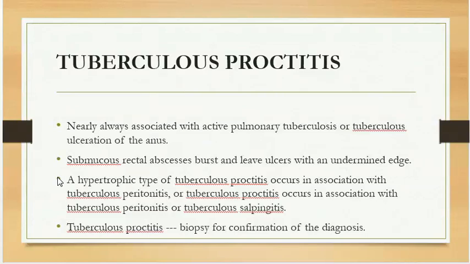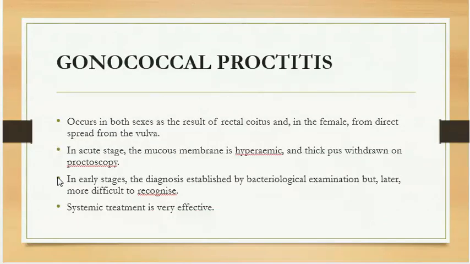A hypertrophic type of tuberculous proctitis occurs in association with tuberculous peritonitis or tuberculous salpingitis. So keep in mind these associations with tuberculous proctitis. Diagnosis of tuberculous proctitis requires biopsy. So it is the biopsy which confirms the diagnosis. And obviously then, once the diagnosis is there, the treatment is anti-tuberculous chemotherapy.